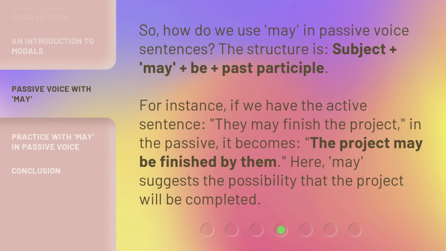So, how do we use may in passive voice sentences? The structure is subject plus may plus be plus past participle. For instance, if we have the active sentence, they may finish the project, in the passive, it becomes, the project may be finished by them. Here, may suggests the possibility that the project will be completed.